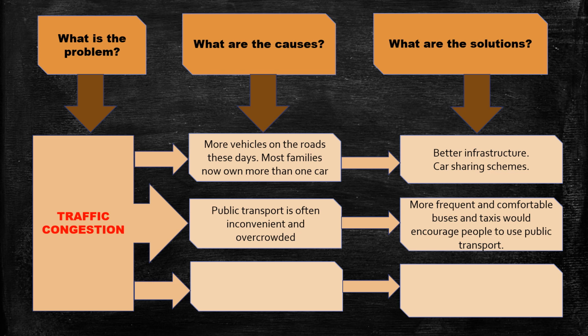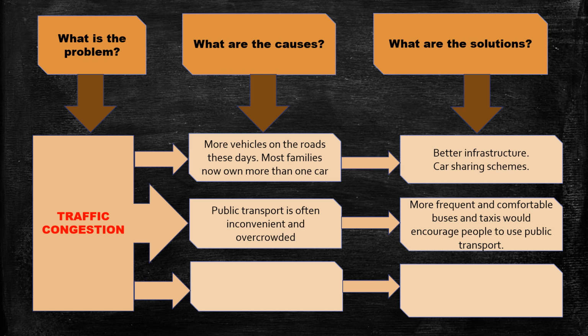Car sharing scheme. For example, if three or four students are coming from the same area, instead of coming in their own cars, they can come in one car. That is car sharing schemes. Another solution you can offer is more frequent and comfortable buses and taxis would encourage people to use public transport. Because public transport is not comfortable, you can have comfortable buses and taxis. If it is there, then people would prefer to go in there.